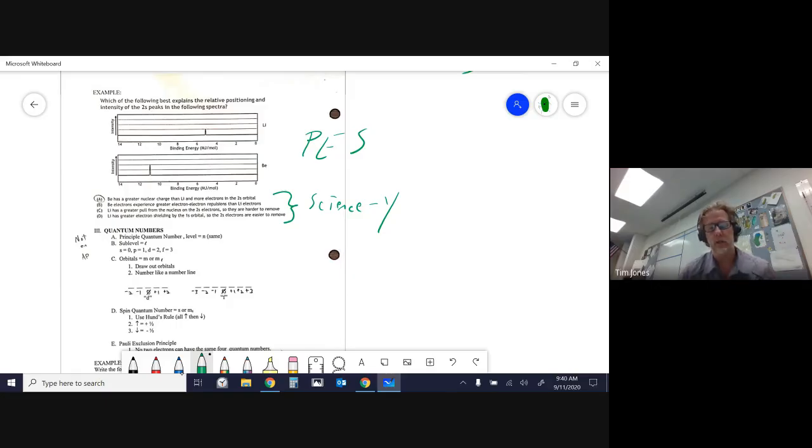So what's tricky is you don't just look for the only true statement. You need to find a true statement that explains this scenario. Because, for example, the correct answer is A, but B is true. The statement in B is correct. It just doesn't explain what we're seeing in this phenomenon. So let's take a look.